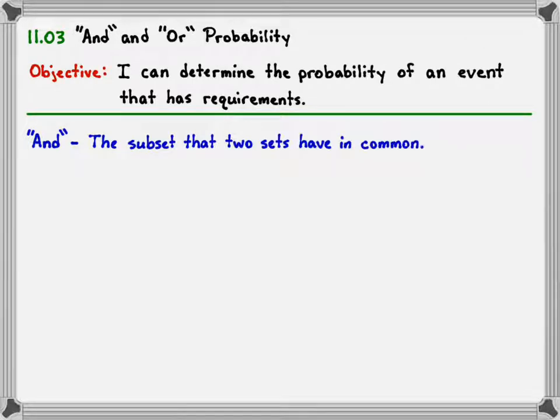Let's talk about the word "and". You see, in mathematics, oftentimes we think of the word "and" as addition. But when you're talking about probabilities, you're actually not adding, you are removing, you are making a set smaller. And here's an example of what I mean. When you're talking about a subset or an "and", you're talking about a subset of what two sets have in common.